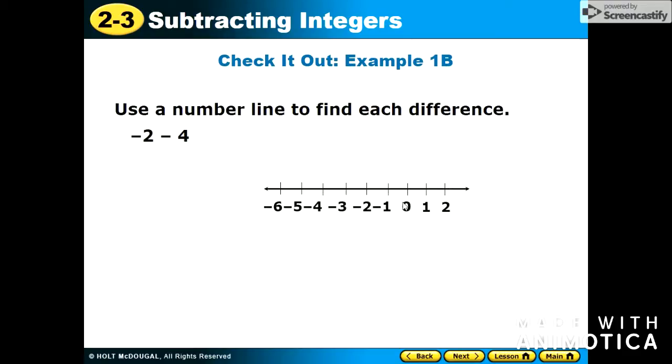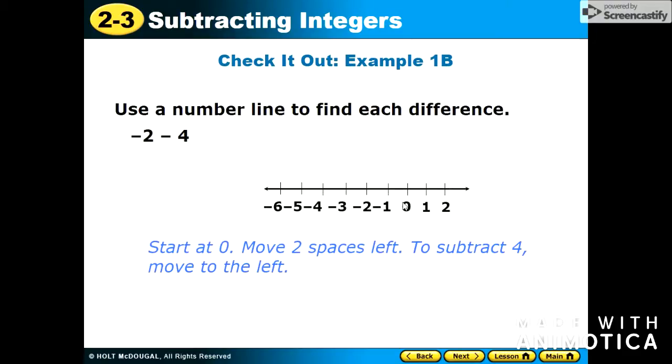All right, here's my number line. Start at 0, and my first number is -2, so I'll go left 2, and then I'm subtracting 4. So again, when you're subtracting a positive number, continue on to the left. So -2 minus 4 will give you a total of -6.